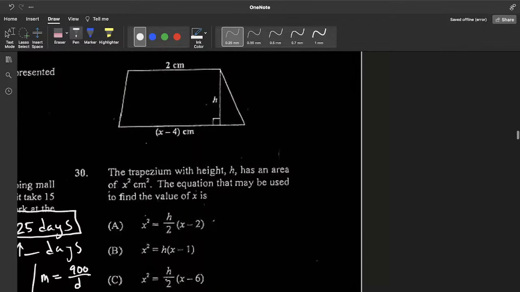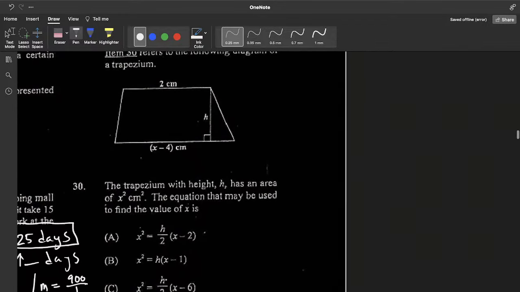Question 30. It says the trapezium with height h has an area of x squared. So the area of this is x squared. So area is equal to x squared. The equation that may be used to find the value of x is, now we have area here, which is given to us as x squared, but what we can also do is find the area using the regular formula.